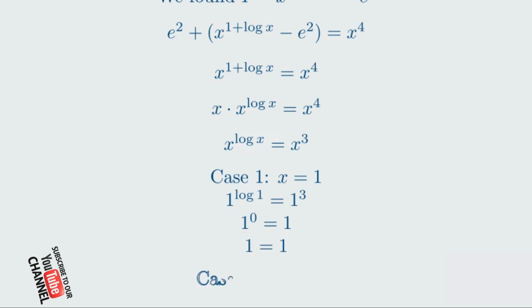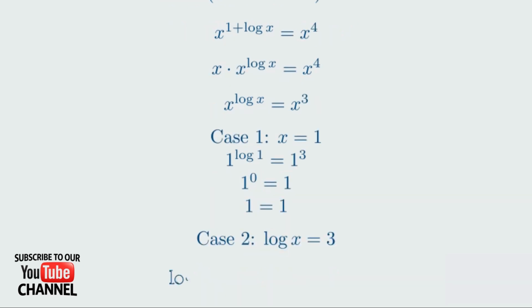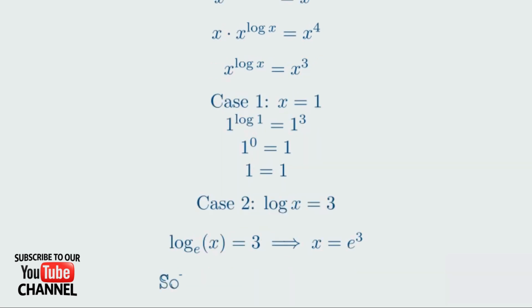The second possibility is that the exponents are equal. That is, log x equals 3. To solve for x in this case, we need to convert the logarithmic equation to an exponential one. Since log refers to the natural logarithm with base e, log x equals 3 means x equals e cubed. Both of these solutions, x equals 1 and x equals e cubed, are greater than 0, so they are both valid solutions.